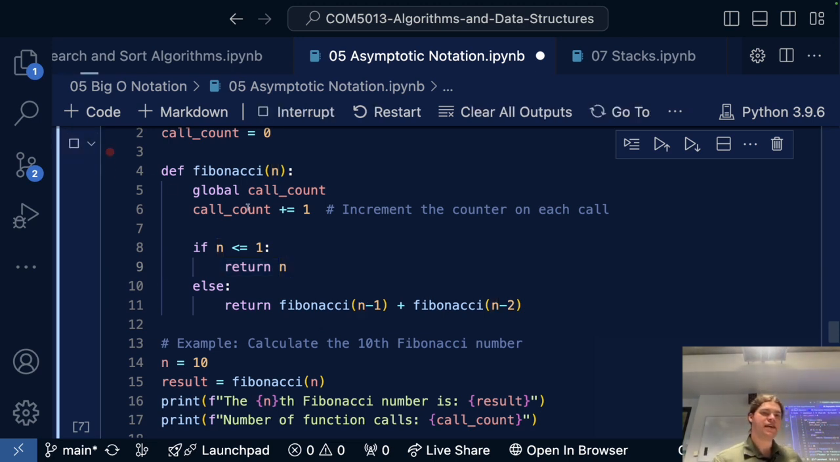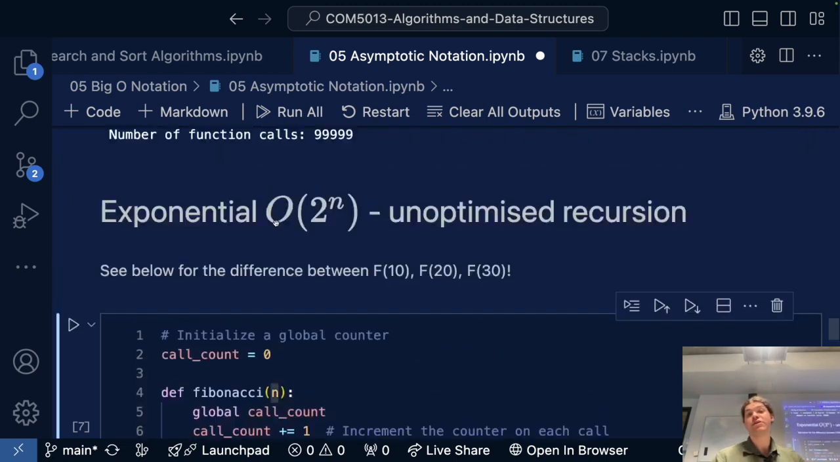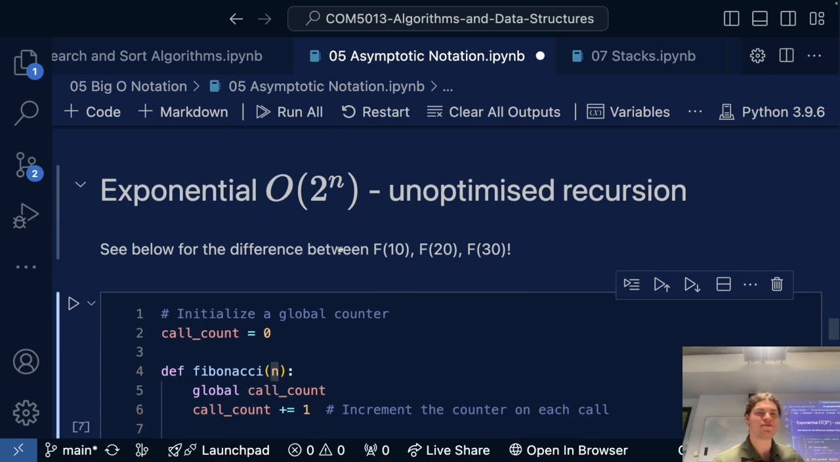If we applied the call count to this, essentially what it maps to is O of 2 to the power of n. So remember, as n increases, that's going to scale very fast. 2 times 2 is 4. 2 times 2 times 2 is 8. Remember, the rate of increase is going to grow through the roof.